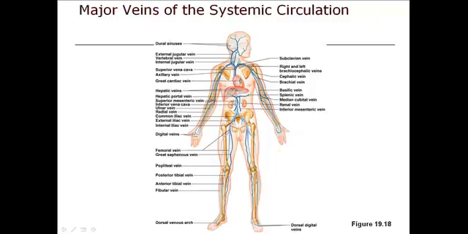Okay. So major veins of the systemic circulation. We have left and right subclavians draining the arms. We have the external and internal jugular veins from the brain. We have the dural sinuses from the brain. We have the vertebral vein going along with the vertebral arteries in the cervical vertebrae.